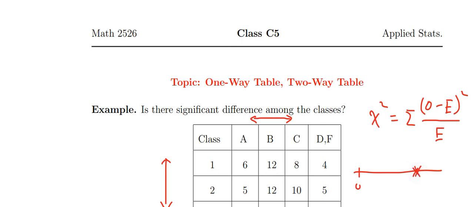Is this number a big number or small number? So how can we determine that? Check the chi-square table, find the critical value, and use the critical value to determine whether it is big or small. If it is a big number, we say they do have a difference. If it is a small number, we say no significant difference, right? So we just checked the two examples for two-way table.